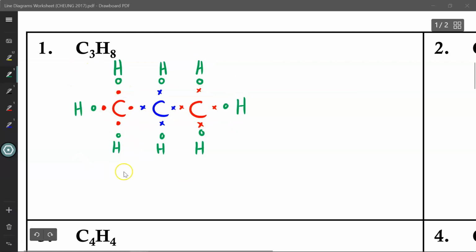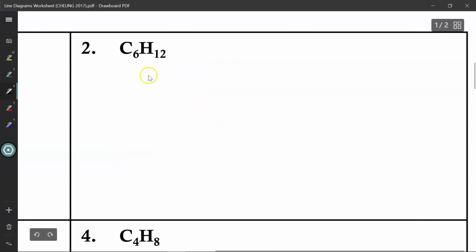Now again, this is pretty messy, so I'm going to replace these dots with a single line to represent the bonding pair of electrons, so each line represents 2 electrons, and that makes things a lot cleaner. Give this one a try yourself. Press pause, then press play when you're ready.